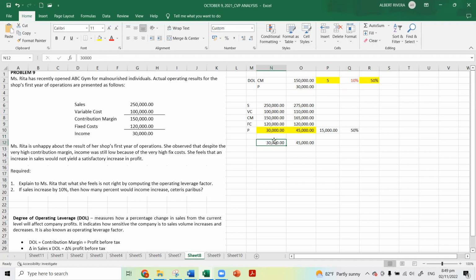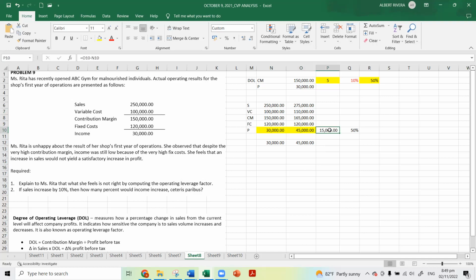30,000. Okay? It says here, if sales increase by 10%, so this should be 250 times 1.10, that is 275. 100,000 times 1.10, that is 110,000. And the corresponding CM here is 165,000 minus the level of fixed cost of 120,000, and that will give you 45,000. So that 45,000, if you get the increase, is equivalent to a 15,000 increase from the previous level.